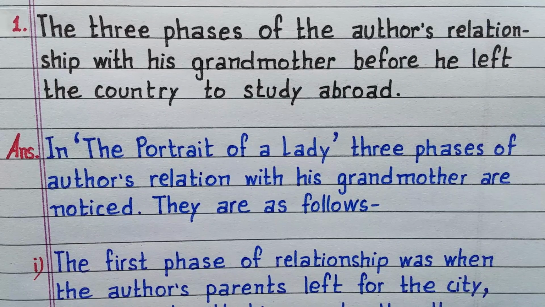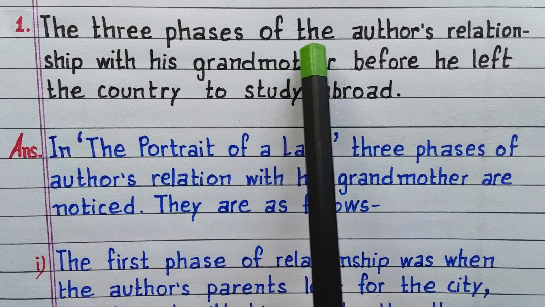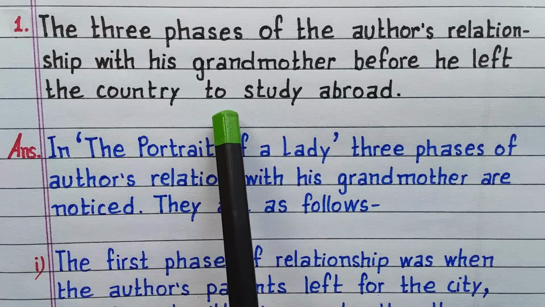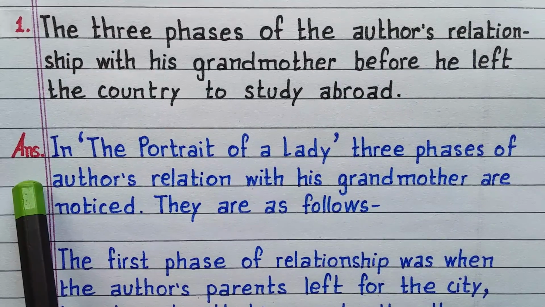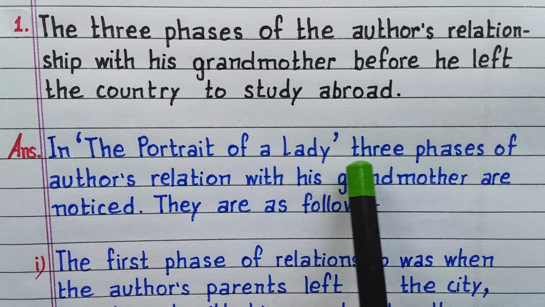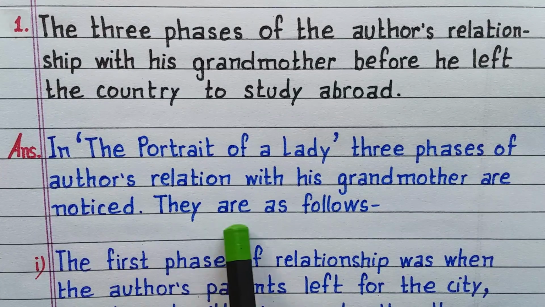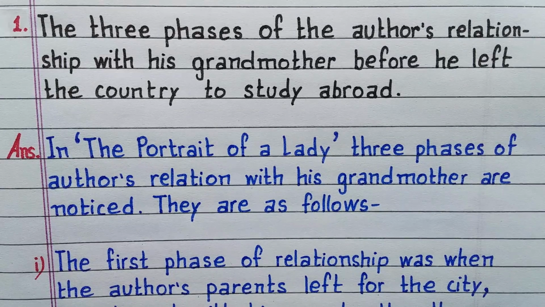Question number 1. Mention the 3 phases of the author's relationship with his grandmother before he left the country to study abroad. Answer. In The Portrait of a Lady, 3 phases of author's relation with his grandmother are noticed. They are as follows.